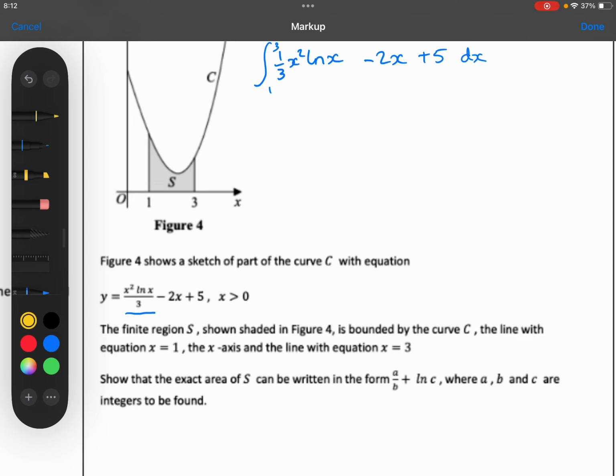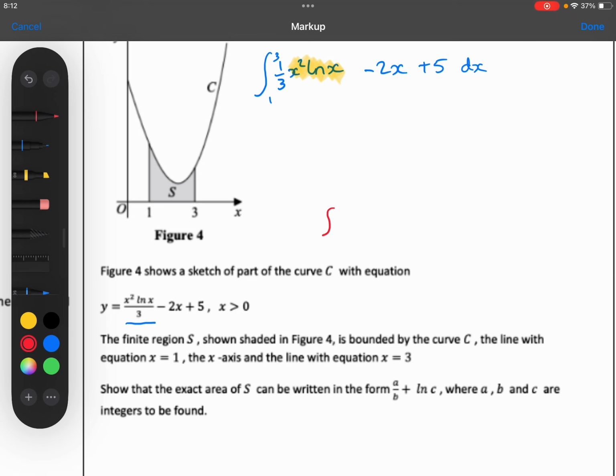So, to integrate the 1/3 x squared ln x, I'm going to need to use by parts to integrate that. So, just separately, down at the bottom here, I'm going to do a little bit of rough working out. Let's integrate x squared ln x by parts. So I'm going to let u be the ln x, and I'm going to let v dash be the x squared.